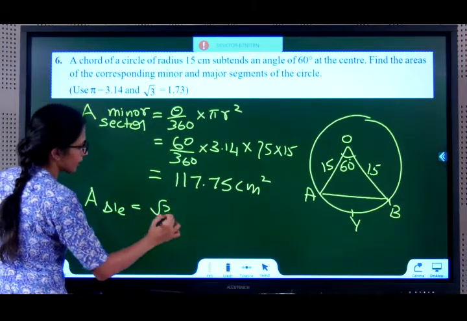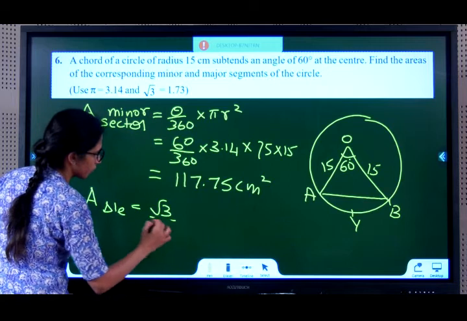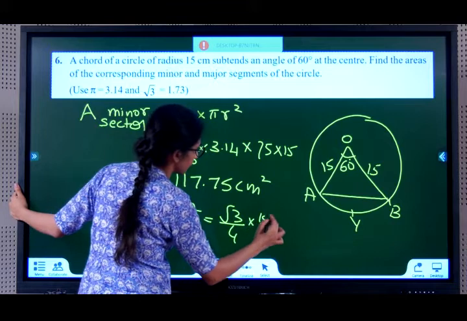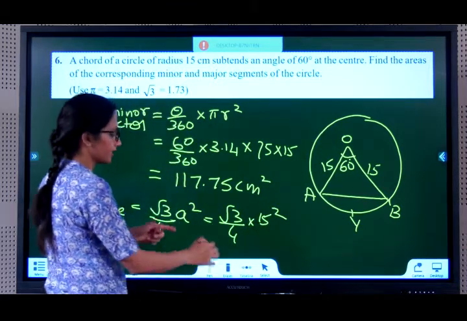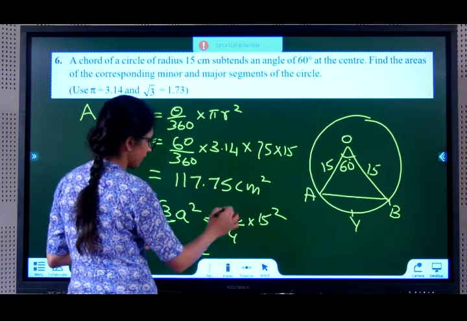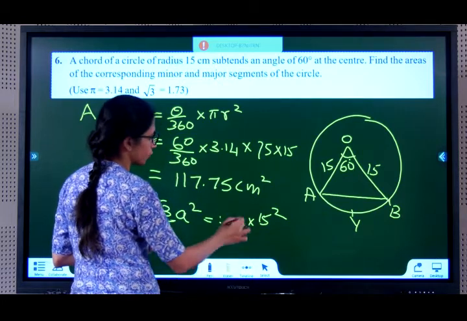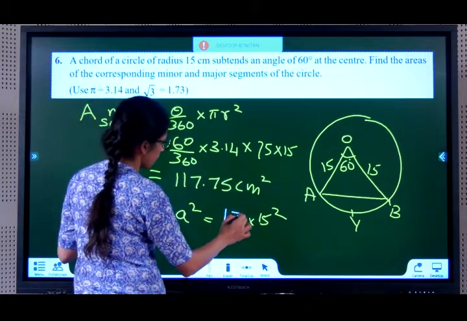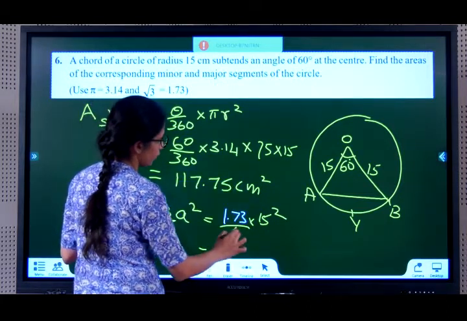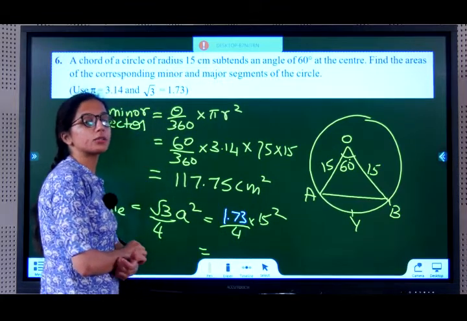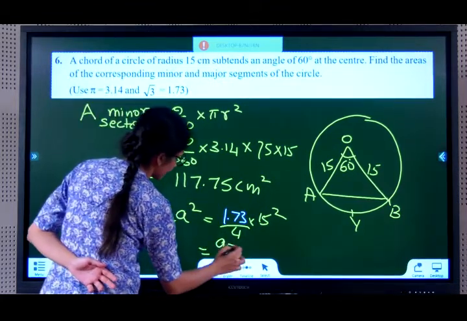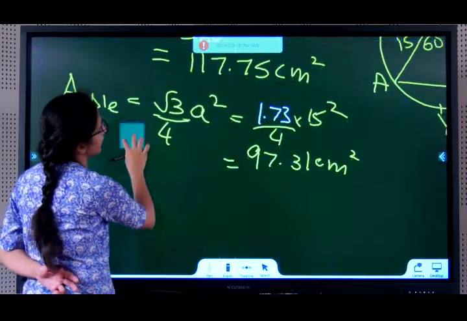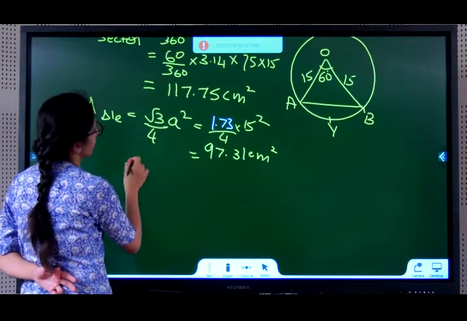Now, let's go in for the area of the triangle. It's an equilateral triangle, so I will use root 3 by 4 a square. Root 3 by 4 into 15 square. Root 3 here is 1.73. They have given it in the question, so you have to substitute 1.73 by 4 into 15 square. On solving this, we get 97.31 centimeters square.